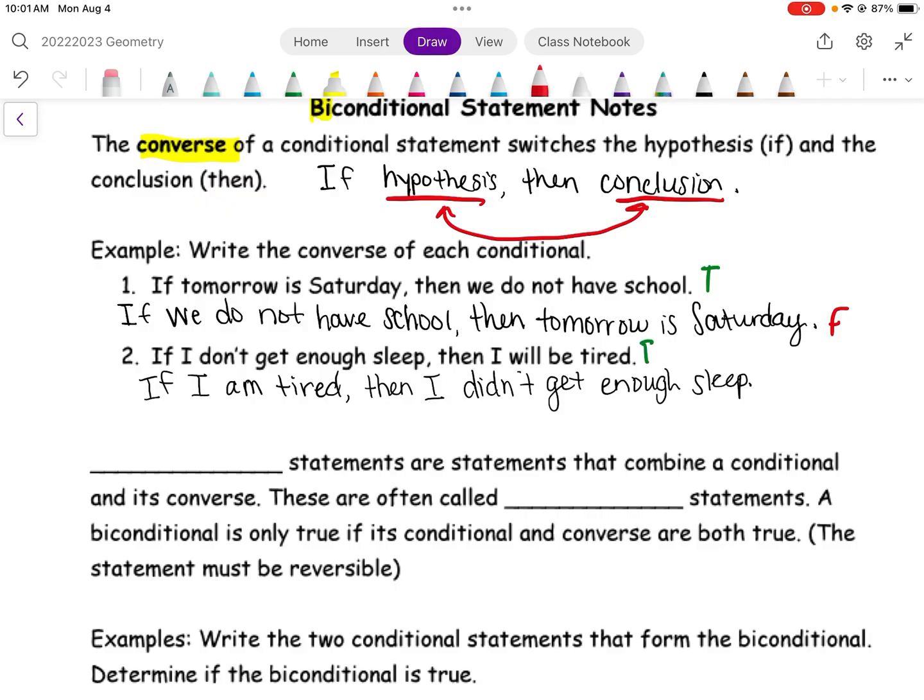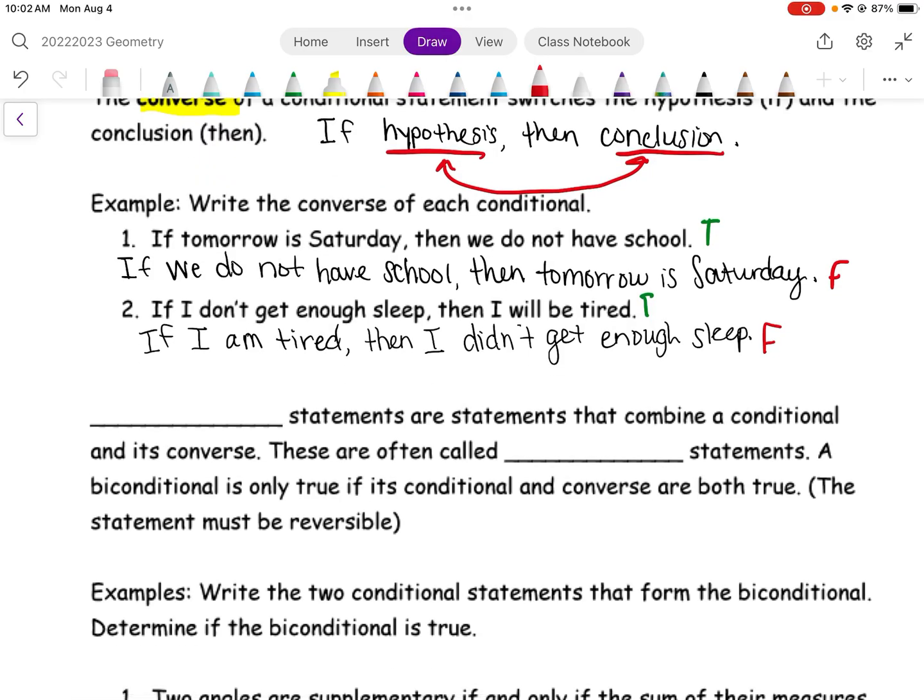Well, this one is always true. This one might not always be true. It's a completely different sentence. It means different things. Just because I'm tired doesn't mean I didn't get enough sleep. I could have gotten 10 hours of sleep last night, but I just ran a marathon, and that's why I'm tired. I would never run a marathon, but you get the point. So that's a converse. Now let's dig into a biconditional.